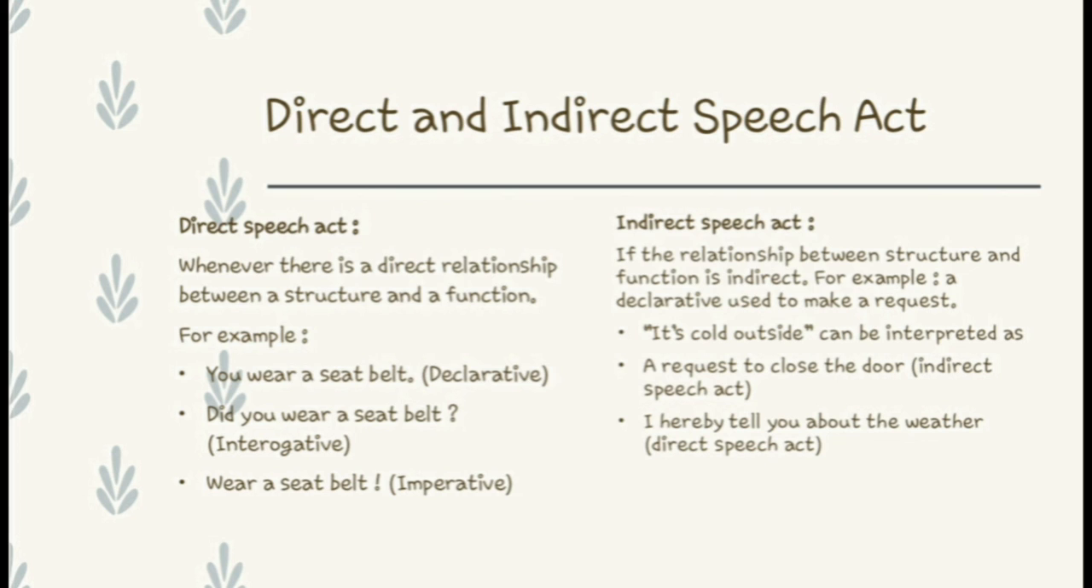Direct and indirect speech act. Direct speech act is whenever there is a direct relationship between a structure and a function. For example, you wear a seat belt is declarative, did you wear a seat belt? is interrogative, and wear a seat belt is imperative. And also indirect speech act is when the relationship between structure and function is indirect. For example, a declarative used to make a request, it's cold outside, can be interpreted as a request to close the door, which is an indirect speech act.